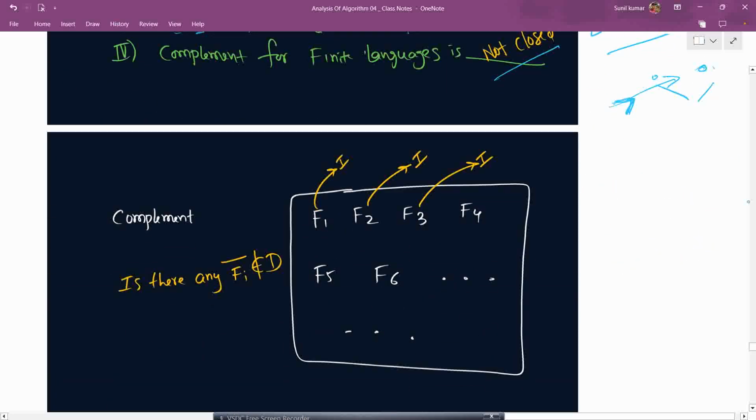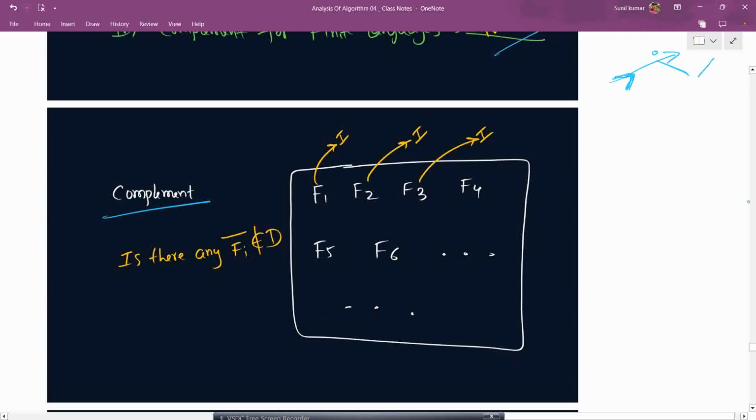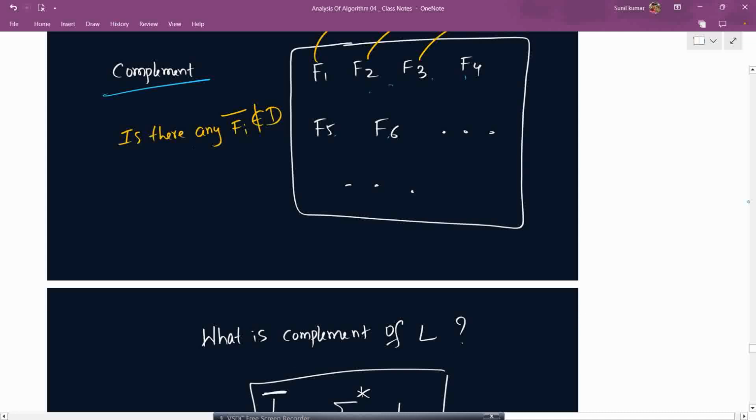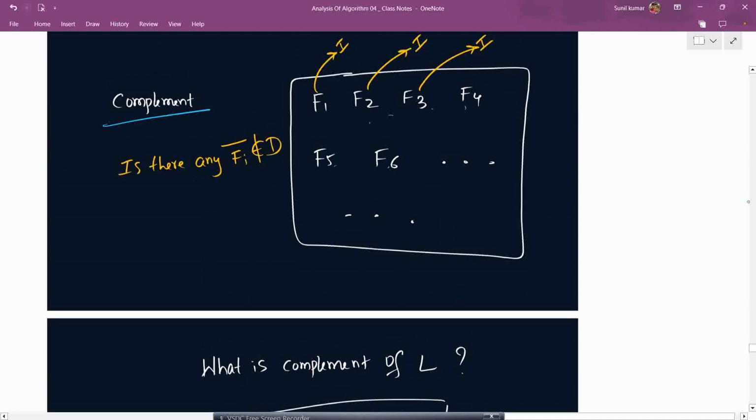Language and languages, so we will see it. Complement F1, F2, F3, F4, F5, F6. Is there any Fi belonging to D? Fi complement belongs to D. Finite, this is infinite here. Infinite, infinite, infinite. The complement for this will be here.